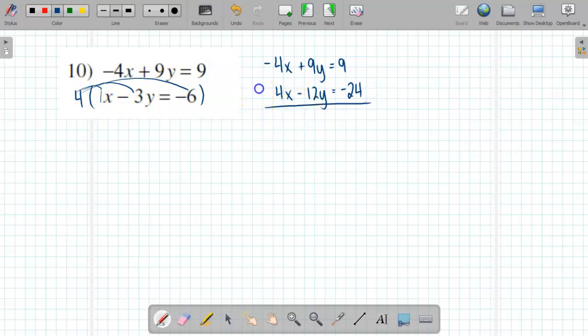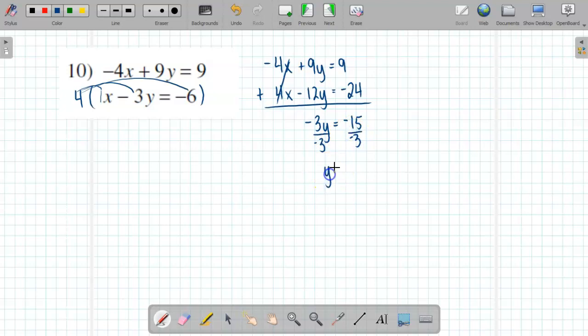And so now if I add these together, negative 4x plus 4x is 0. That goes away. So I have negative 3y equals, and then negative 24 plus 9 is going to give me negative 15. I'm going to divide by negative 3.